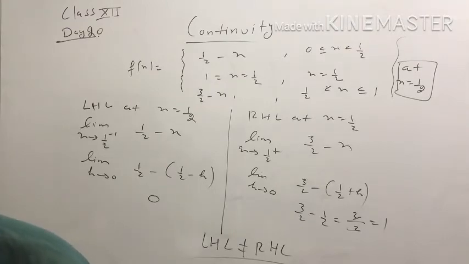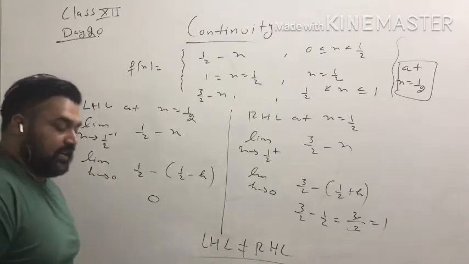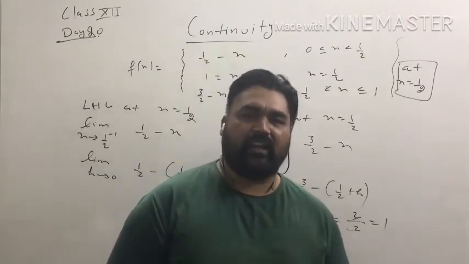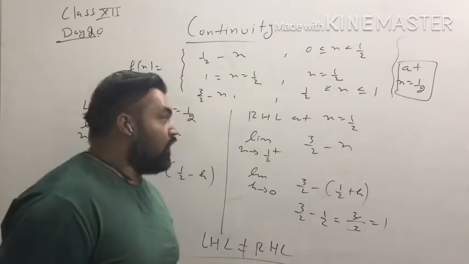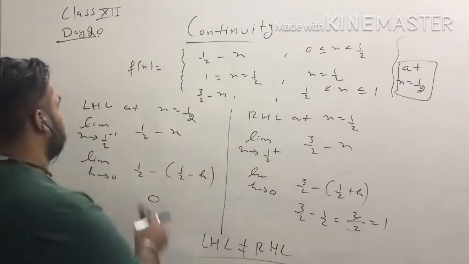Now the next questions are, whenever we have to find the value of a constant, for k, m, a, b, c, d, whenever we have to find the value of a constant. So this is the first concept. Now we shift to the second concept.